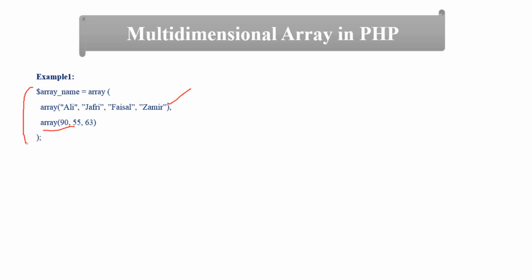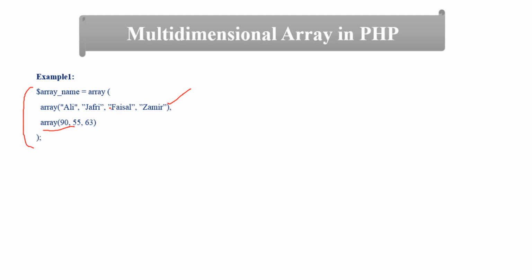So how can you create a multi-dimensional array in PHP? Example number 1, this is the array name. You can provide any name, but it should be a valid identifier, and this is the array function that is used to create an array, with parentheses. You can see that this is an item, this is one item of the array, this is a second item. You have to put a comma after each item. This is the first item, put a comma, this is another item. So each item is actually an array which contains more items. So you can see that this is a multi-dimensional array.